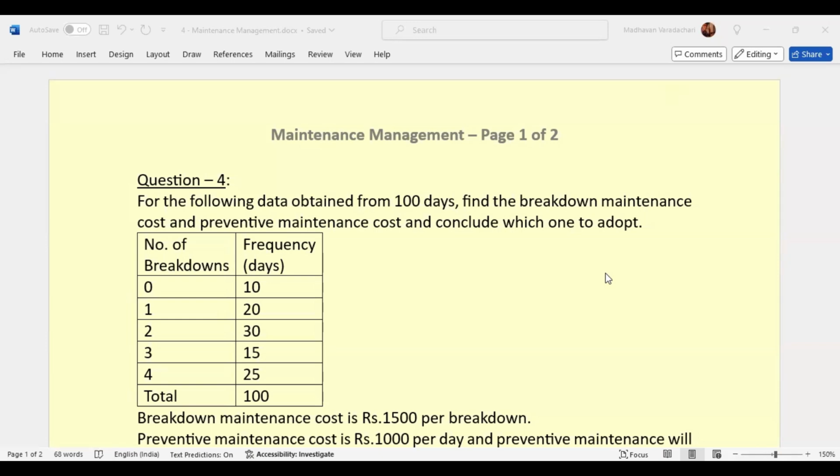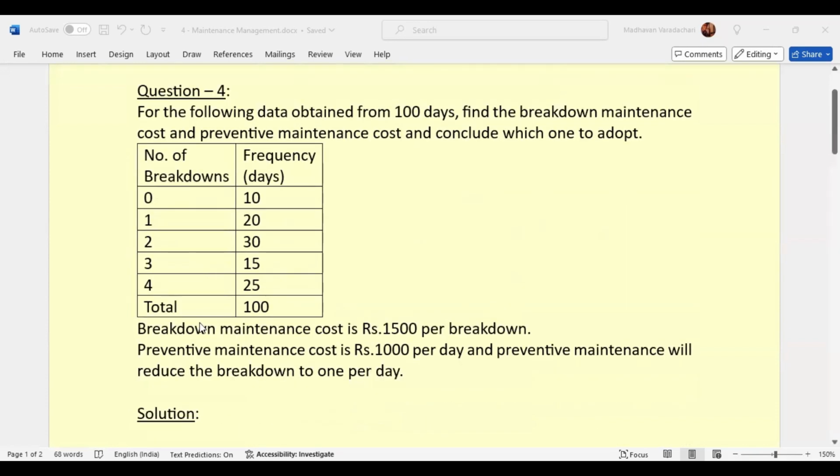This is question 4 related to maintenance management. For the following data obtained from 100 days, find the breakdown maintenance cost and preventive maintenance cost and conclude which one to adopt. Number of breakdowns is given as 0 to 4 and how many days it happened, frequency in terms of days, totaling to 100 because here also they specified 100.